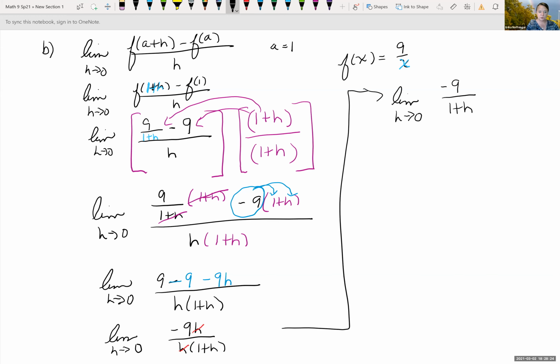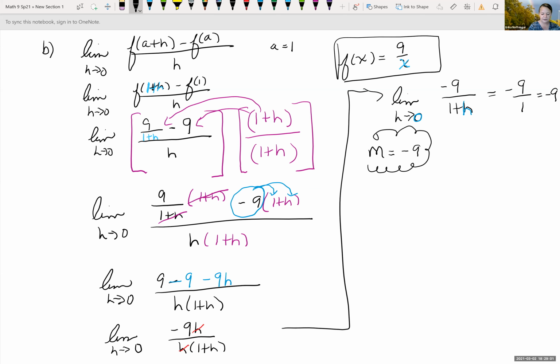So we have the limit as h approaches 0 of negative 9 all over 1 plus h. So do direct substitution. And we get, this is equal to negative 9 all over 1 plus 0. So negative 9 over 1, which is negative 9. So the instantaneous rate of change when x is 1, so the slope of the function f of x equals 9 over x when x is 1, is equal to negative 9. So we have the slope of the tangent line when x is 1.